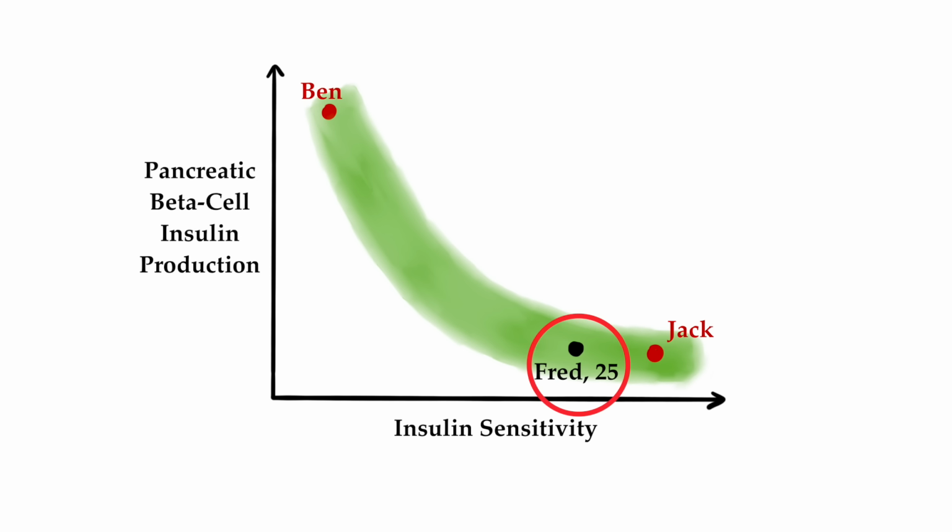This dot here is Fred at age 25. He's lean and plays a lot of sports. His insulin sensitivity is very high, and as a result, his beta cells don't need to produce a lot of insulin. He's totally glucose tolerant, meaning no matter how many carbs he eats, his blood sugar levels are always within a normal range. 10 years later, Fred has gained 20 pounds.